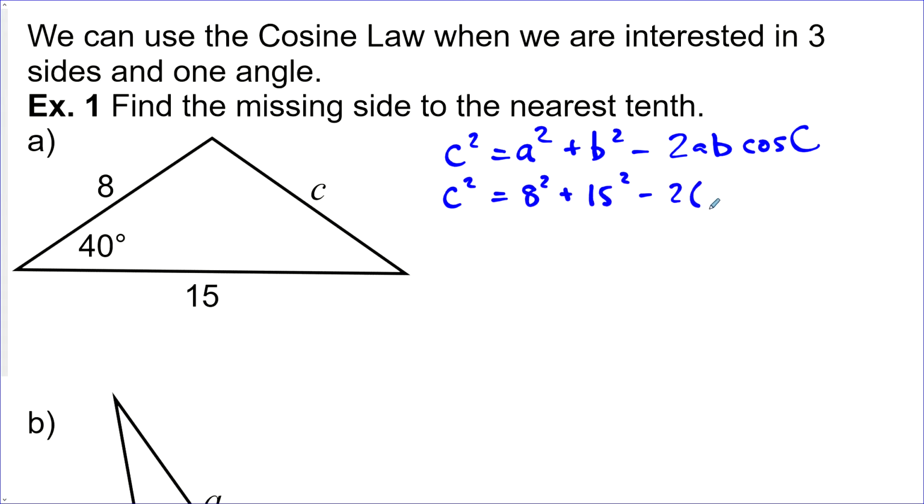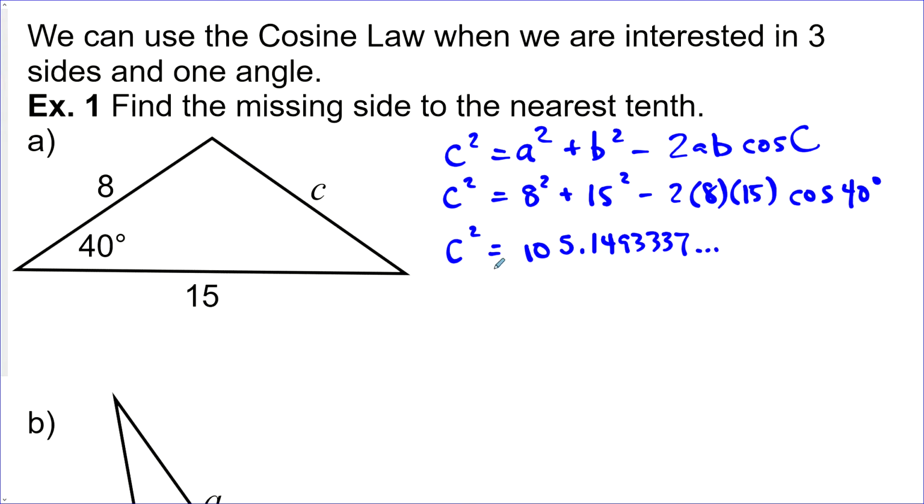And then 2 times 8 times 15 times cos of 40 degrees. Now, the C is not interchangeable. This angle needs to be the opposite of this side. And we can put this in our calculator, and we get 105.1493337, and a lot of students forget to take the square root. Now I want you to just look at this number for a second, 105. That does not look like a reasonable measurement for this side length.